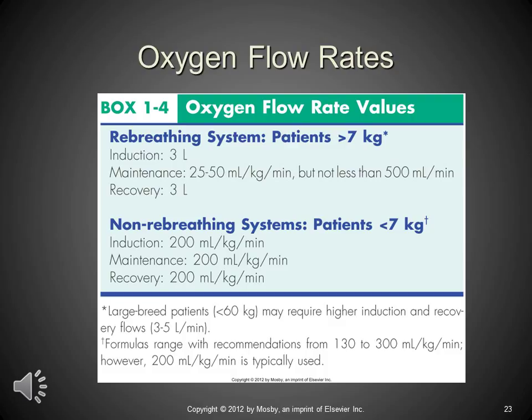Of course, there's all kinds of different ways to calculate your oxygen flow rates. A rebreathing system with patients greater than 7 kilograms, we're going to induce at 3 liters. Maintenance is going to be 25 to 50 mLs per kg per minute, but never less than 500 mLs per minute. I've seen people use 300 as the minimum. Recovery is going to be at 3 liters.